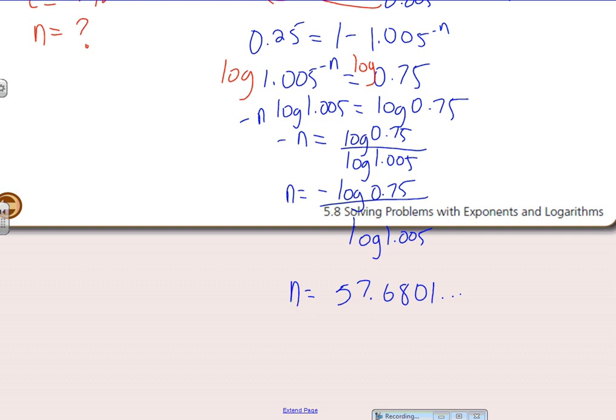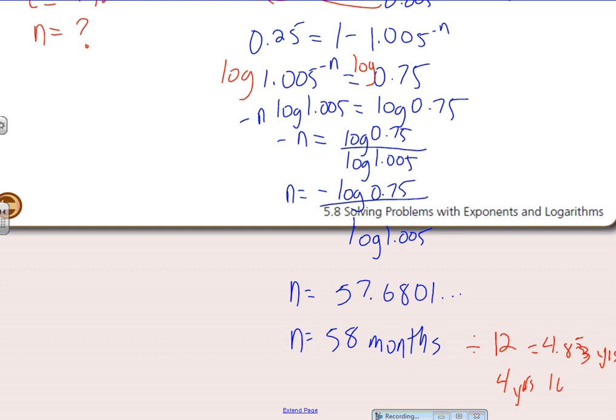Punch that into our calculator: 57.6801... We can't say 57 months. We've got to round up because we need more than 57. We have to go to the 58th month. And again, if we divide by 12, that'll tell us how many years we have to take. That gives us 4.83 repeating years, which really means 4 years and 0.83 repeating, that's 10 months. Oh, wait, that's not too bad to repay a car.